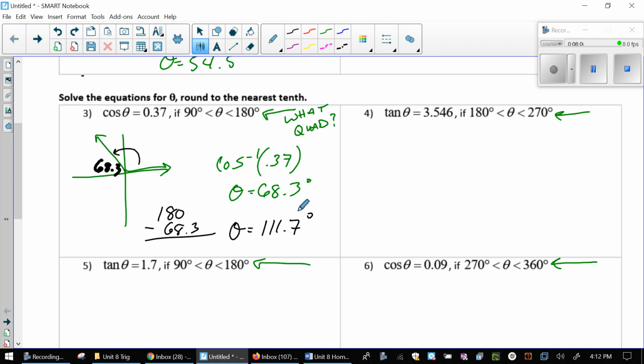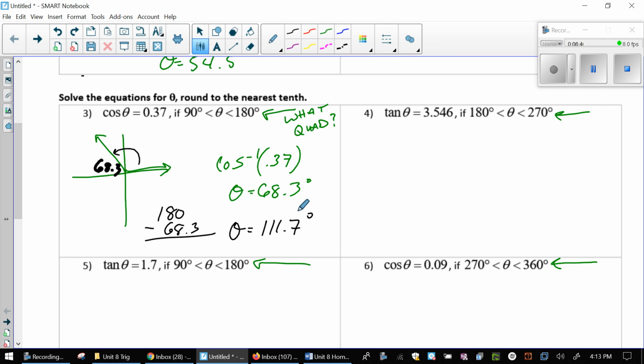Now, you can check this by putting it in a calculator. Okay, so if I go inverse cosine of 111.7 on my calculator, I got negative 0.369. If I do cosine of 68.3, I get positive the same thing. Now, what's the problem here? One of these is positive, one of these is negative.